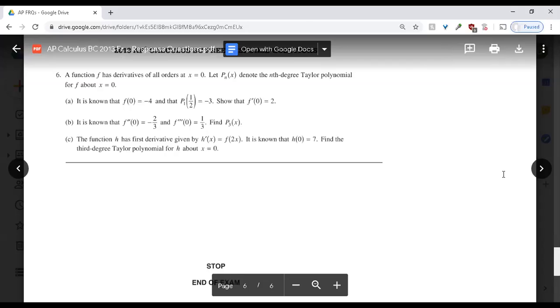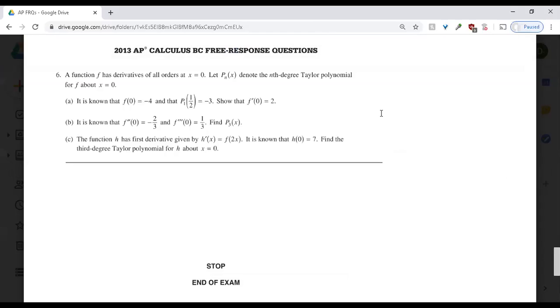I think there's a very good chance you're going to see a Taylor polynomial on the AP test. Not Taylor series. You guys know the difference again between series and polynomial. Series means it goes on forever. A polynomial stops at a certain term. Okay, so for 6C, it's asking us to find h prime of x, which we know is f of 2x, or we want to find h prime of 0. Let's first start with this.